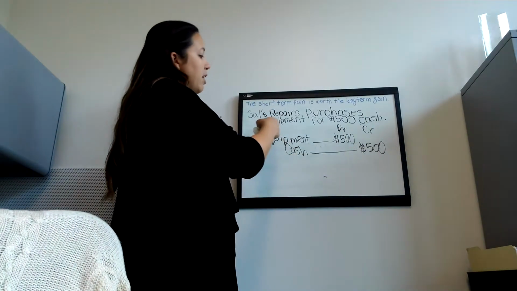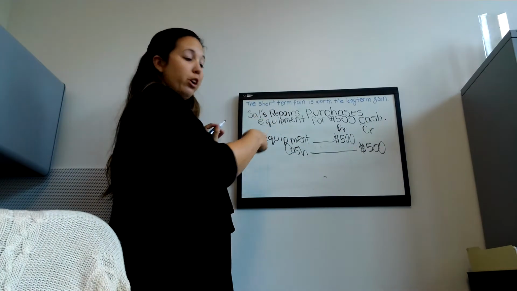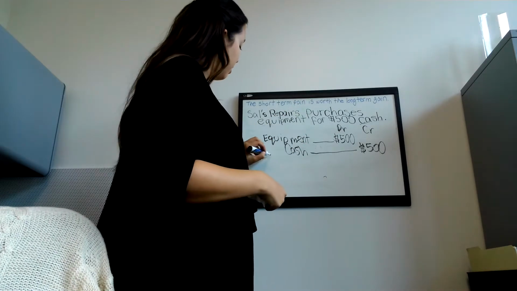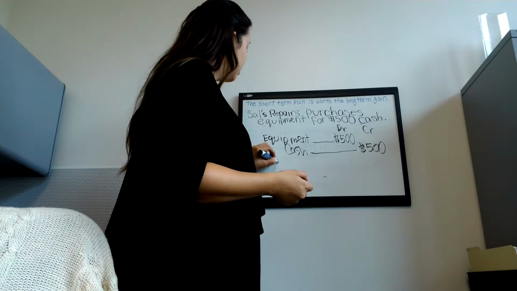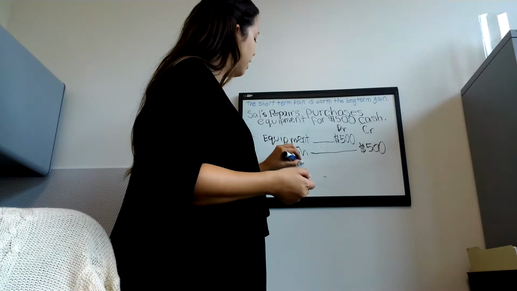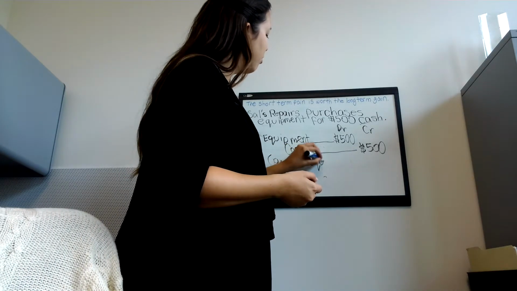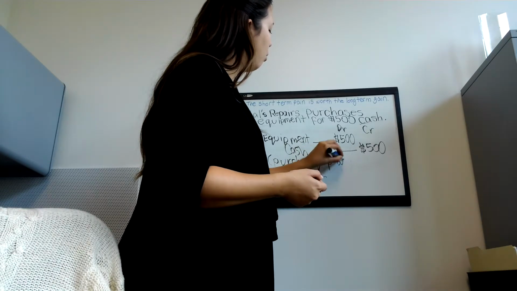Now, even though we have the entry up here, so what the transaction is, we still need to put a note at the bottom. So, purchased, and I'll abbreviate, purchased equipment with cash.